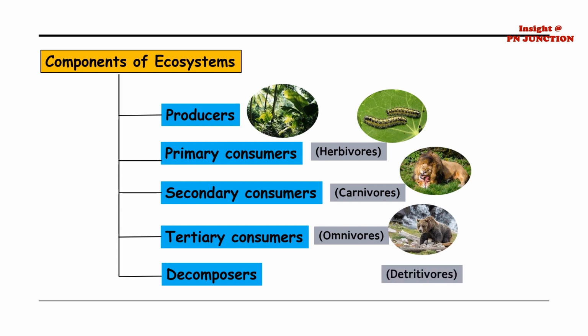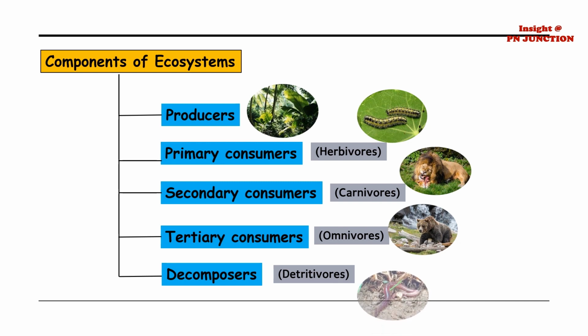And lastly come the decomposers, also called detritivores or scavengers, which feed on dead decaying matter for their food. They are often called the doctors of the ecosystem, as they clean and replenish the nutrients back to the ecosystem.